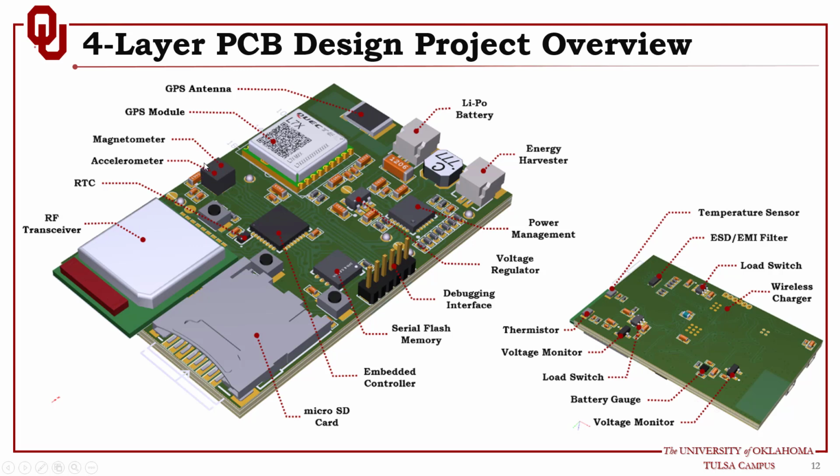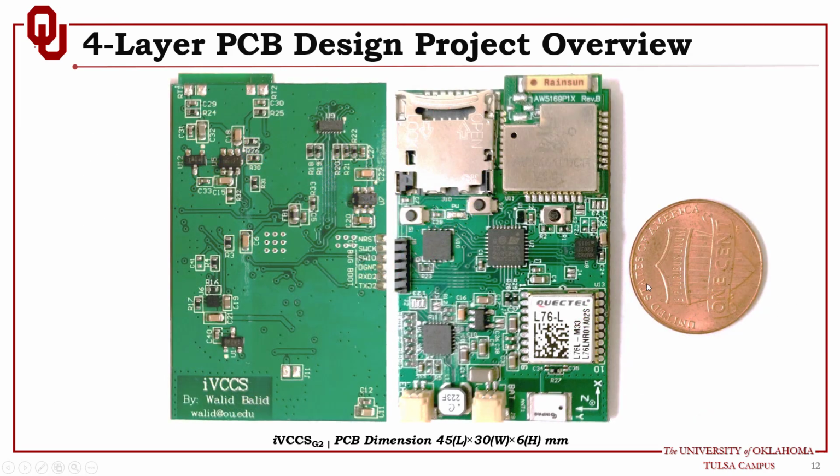You have a magnetometer sensor and an accelerometer in three dimensions. You have other peripherals, a voltage regulator. On the back side, you can see you also have other components. And this is the board as I showed you in the slides. This is the GPS module. This is the antenna connector on the edge. You have the microcontroller, you have other units, on the top side and the back side.